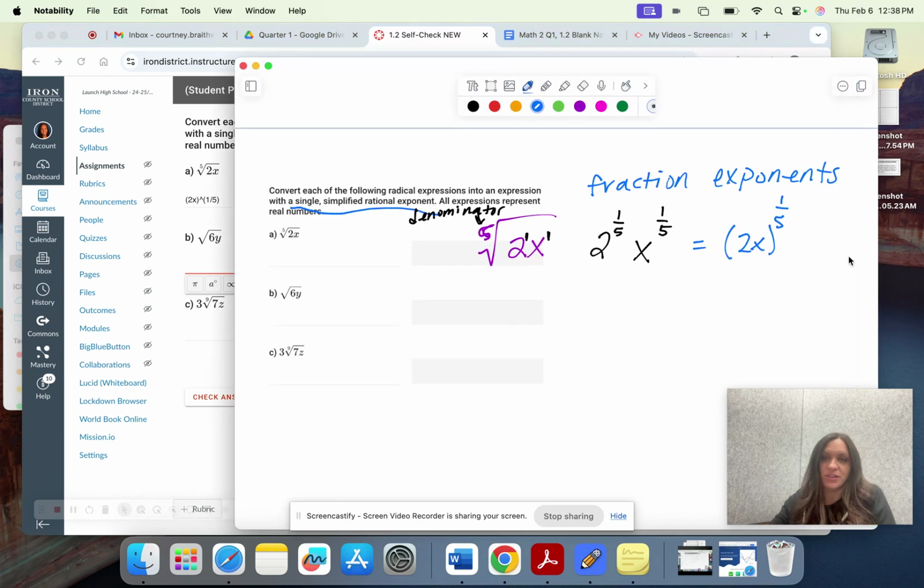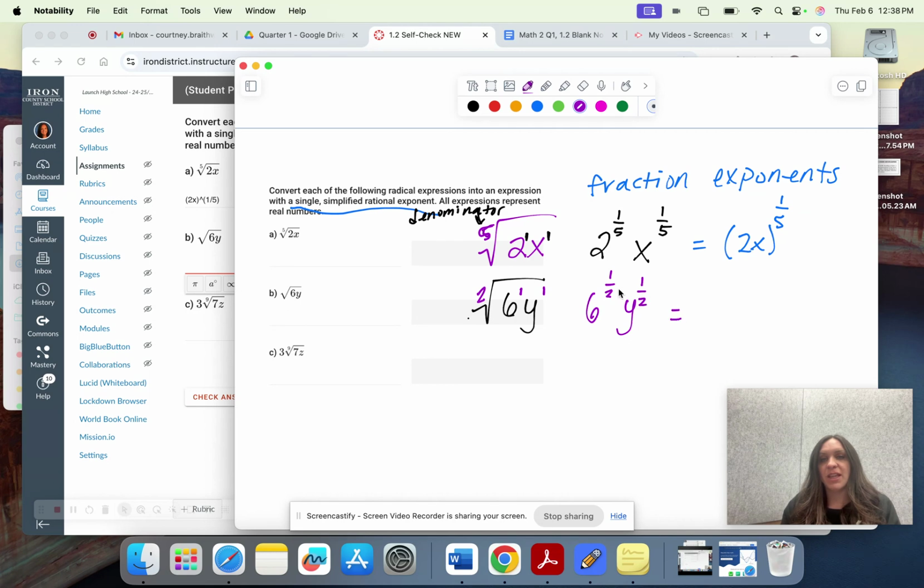Okay, square root of 6y. So again, you got to remember all the invisible things, right? So outside of a square root, there's actually an index of 2. And then this is 6 to the first power, y to the first power. So it's 6 to the 1/2 and y to the 1/2.